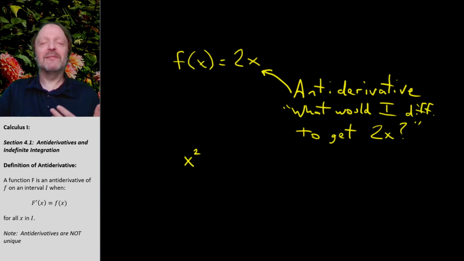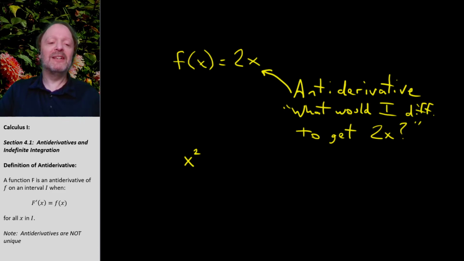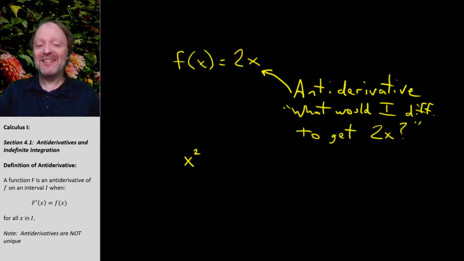What you can kind of think of this is, the way that your book lays it out is it lays out some very formal language with this, which is not a bad thing at all, but it can be confusing. So I'm going to try to translate kind of what your book says. The definition of the antiderivative from the book is: a function capital F, note the capital, is an antiderivative of lowercase f on an interval I when F prime of x equals little f of x for all x in I.